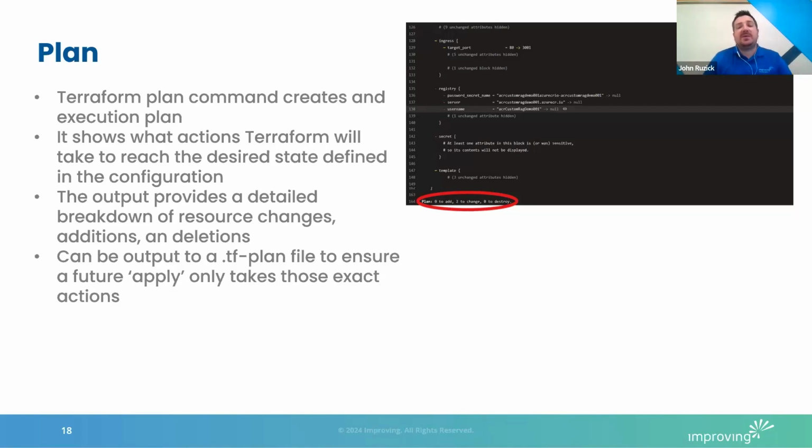Best practice here is, after your plan, you can output that to a TF plan file to ensure that future, I'll talk about the apply command next, to ensure that apply command only takes those planned actions. And also, if you then try to run an apply on a TF plan file after somebody else has already applied something, that plan file will now be invalid, and it'll catch that error that, whoa, wait a minute, in between when you planned this and when you're trying to apply it, something has changed. You need to run a new plan.